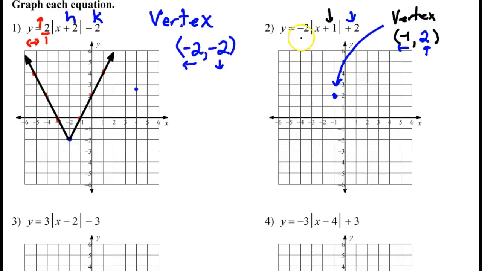And then we can use this number right here in front. -2 will be down, and the 1 on the bottom will be left and right. So from here we go down to the right 1, down to the left 1, and so on.